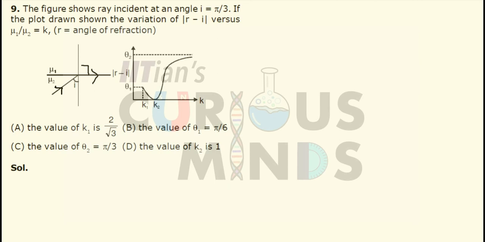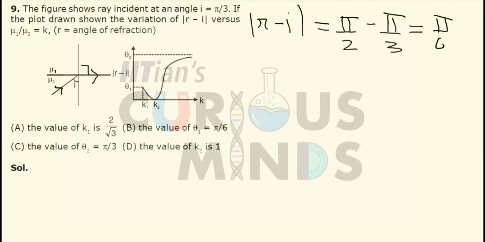So initially, let us find out all the things. When the angle of incidence is equal to pi by 3, the angle of refraction is equal to 90 degrees. So the mod of r minus I will be equal to r minus I if r is greater, and I minus r if I is greater. So r minus I initially will be pi by 2 minus pi by 3, which is equal to pi by 6. So the initial angle of r minus I, that is theta 1, where the graph just starts, will be equal to pi by 6. So the correct answer is option B.